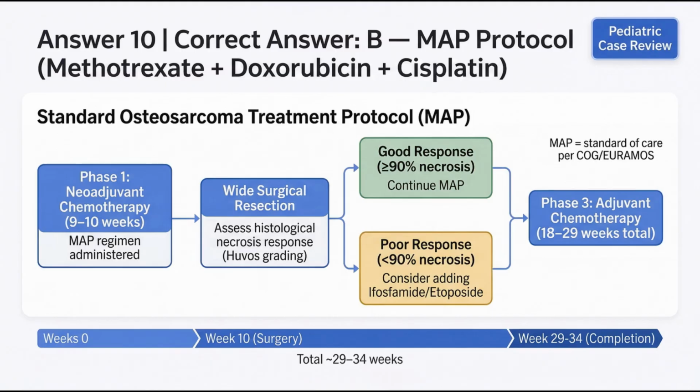Treatment follows a three-phase approach. Phase 1 is neoadjuvant chemotherapy using the MAP regimen administered over approximately 9 to 10 weeks. This is followed by wide surgical resection, during which the histological necrosis response is assessed using Huvos grading. A good response is defined as 90% or more tumor necrosis, and in this case MAP is continued as adjuvant therapy. A poor response, meaning less than 90% necrosis, may prompt the addition of ifosfamide and etoposide to the adjuvant phase. The total treatment duration is approximately 29 to 34 weeks. Vincristine plus actinomycin plus cyclophosphamide is the standard backbone for Ewing sarcoma, not osteosarcoma.